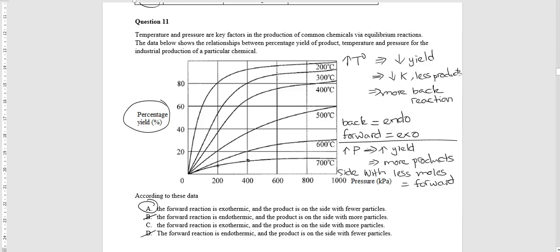Now this is a difficult question, but I really recommend everyone to make sure that you understand what's going on. And this type of graph can come up again and again. So it's very, very important to understand the relationship between yield and equilibrium behaviors and temperature and pressure.